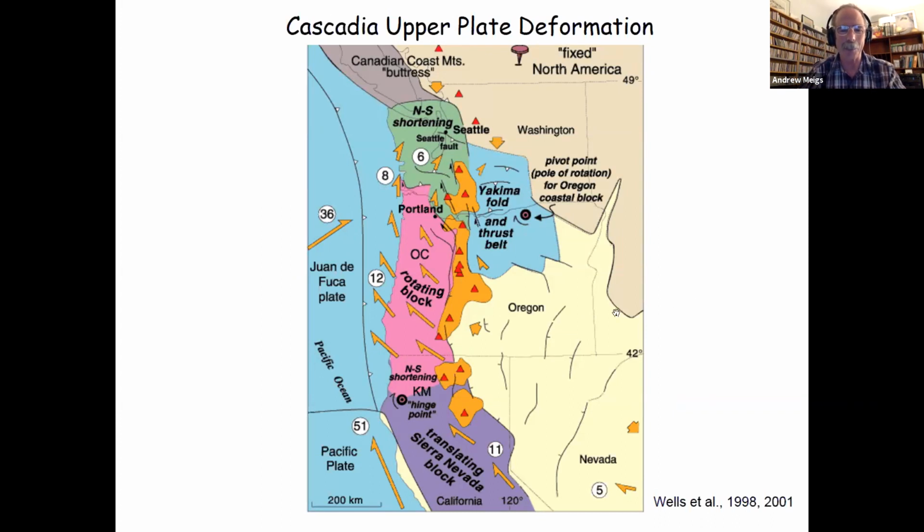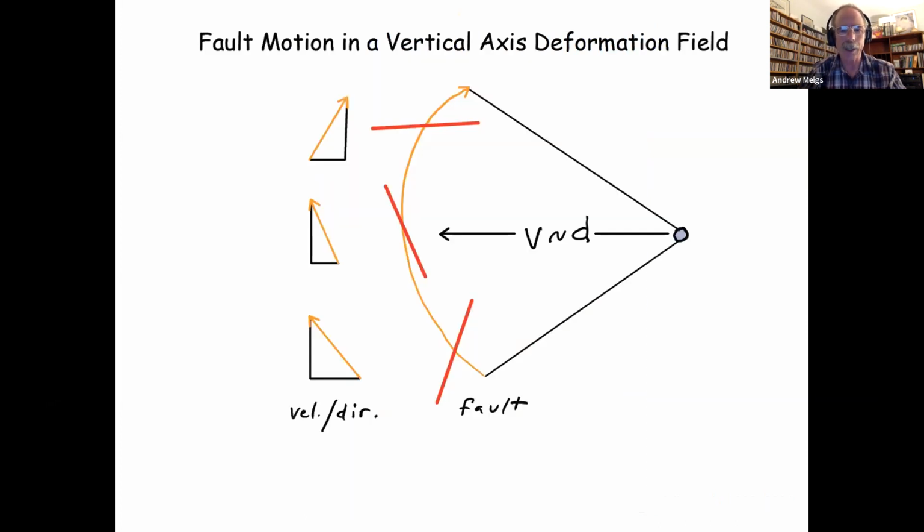But in that block rotation apparatus of his, the Oregon Coast Block in the south moves west and northerly, and in the intermediate part of the belt moves northerly, and by the time you get up north, it's moving towards the northwest because it too is moving around this pole of rotation in the vertical axis deformation field. And you can see that Eastern Oregon lies in the wake of this rotating block.